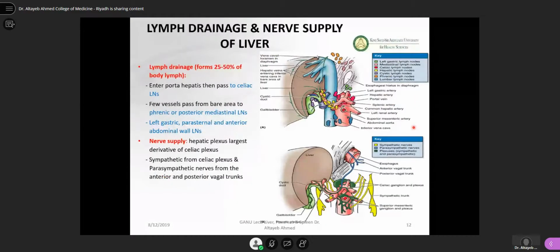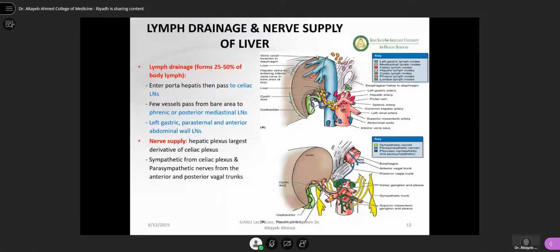For the lymph drainage, the liver provides about a quarter to a fifth of the lymph of the body. It passes through the celiac nodes mainly. However, it may spread. Also, it may go from the bare area of the liver to the phrenic and posterior mediastinal lymph nodes. In the left lobe, it may spread to the left gastric, parasternal, and anterior abdominal wall nodes.